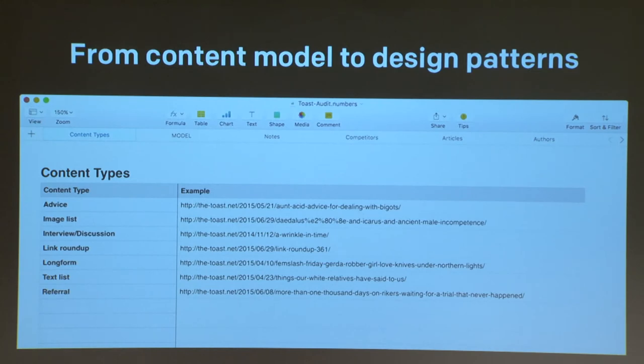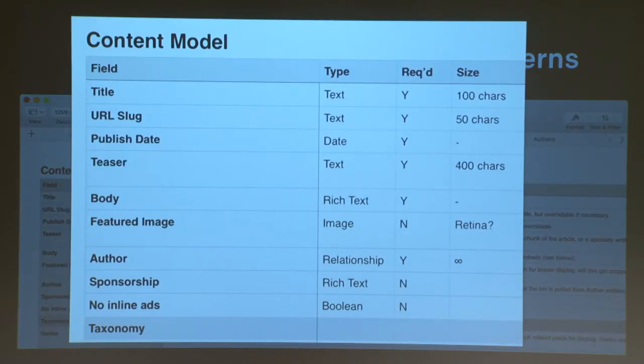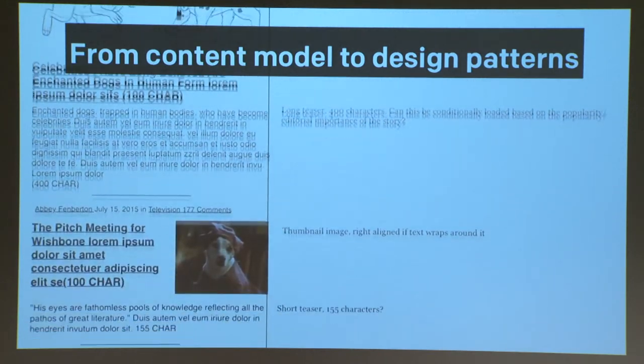And with those high-level types in place, what they could then do is dig down into each one of them and outline the specific content fields that supported each one of those larger types. And with that in place, they could then translate some of those fields into some very rough UX wireframes that were then handed off to the designer to build full-page layouts.